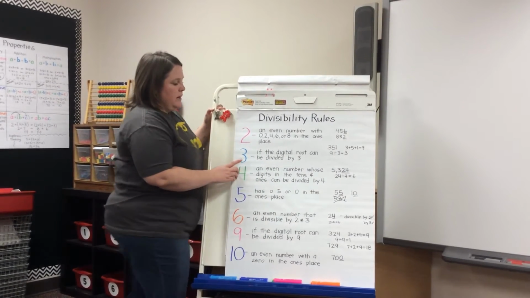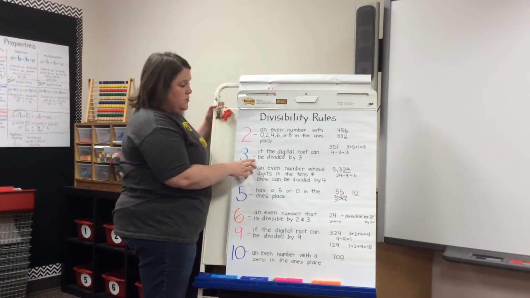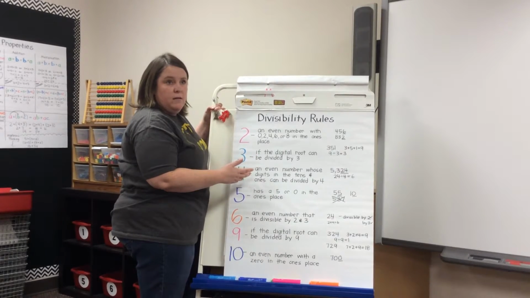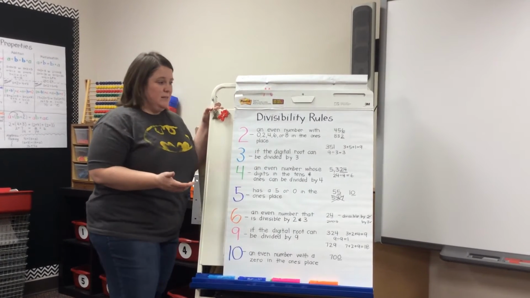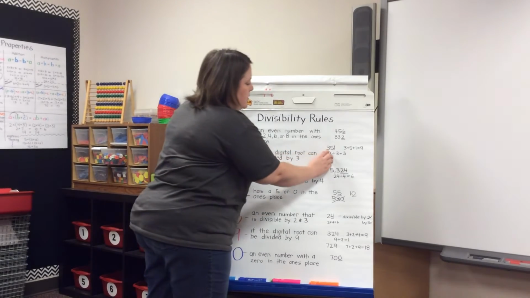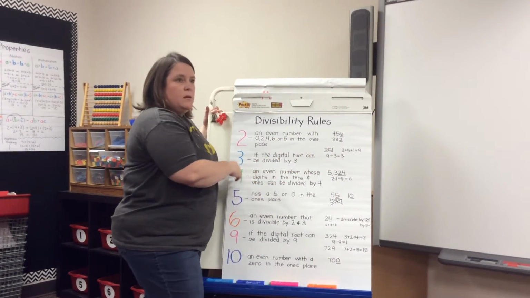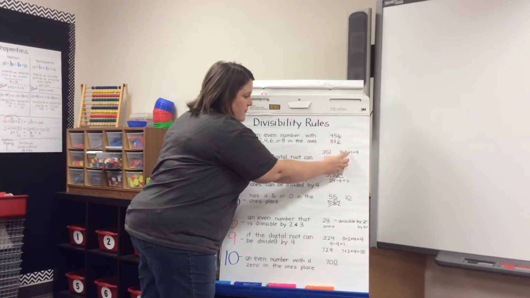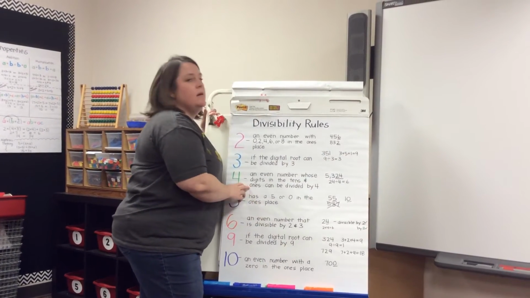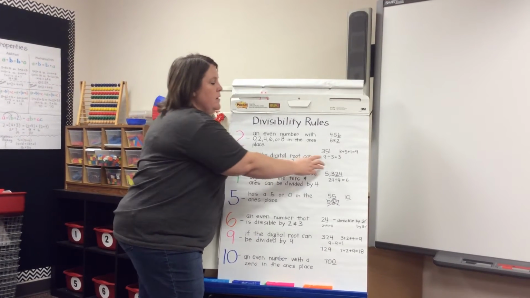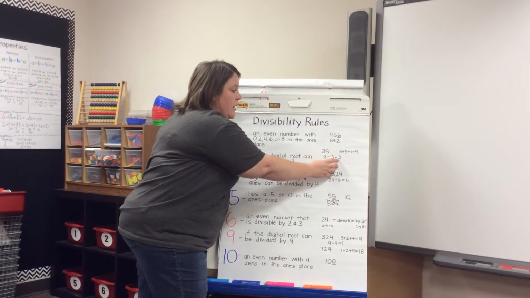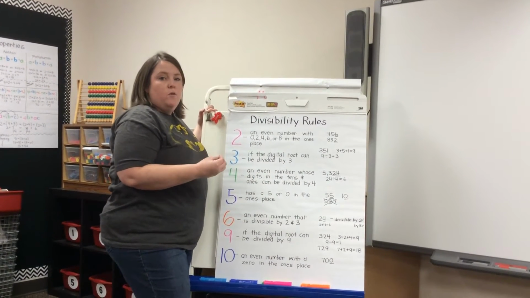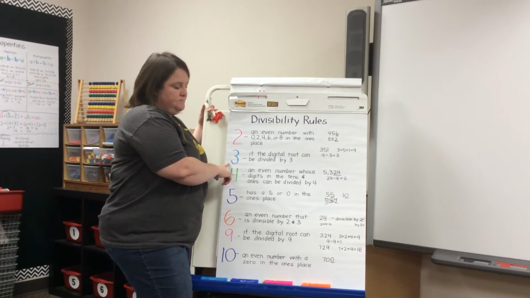The next rule we're going to look at is 3. If the digital root can be divided by 3, the number is divisible by 3. But you may ask yourself, what is digital root? Let's look at the number 351. If we take each digit and add it together, 3 plus 5 plus 1, we get 9. 9 is our digital root. 9 can be divided by 3 and get an even group of 3. So therefore the number is divisible by 3.